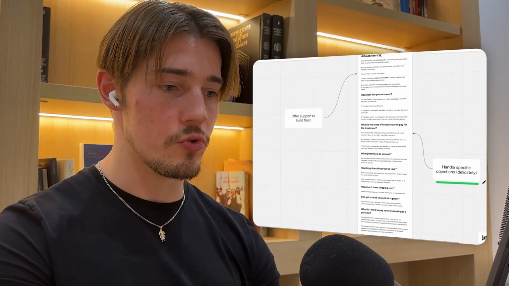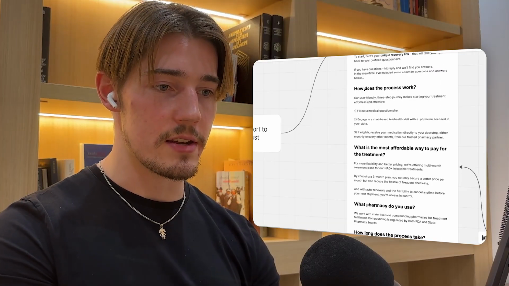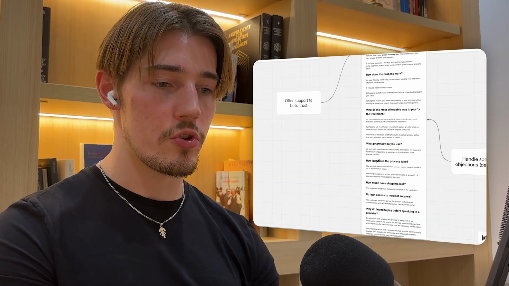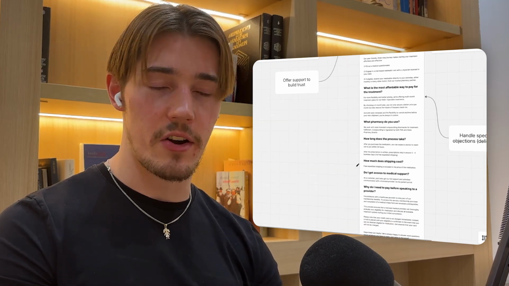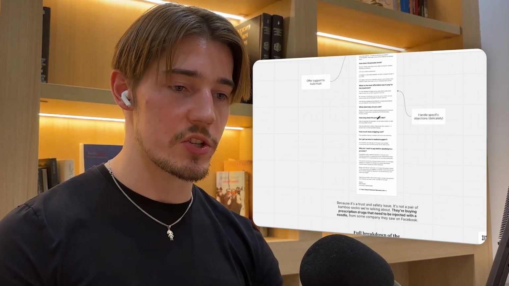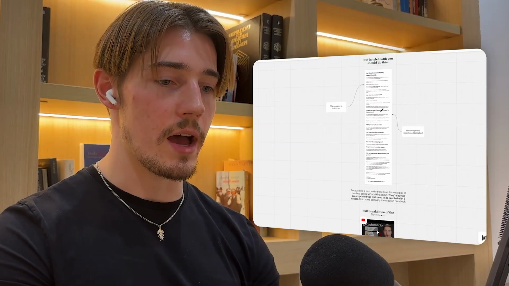Then it comes to handling specific objections delicately. If we look at this here: how does the process work? What is the most affordable way to pay for it? What pharmacy do you use? How long does the process take? Etc. So it pretty much answers all of the key FAQs and tries to remove all the objections and issues why they wouldn't trust you, in this one long email here.